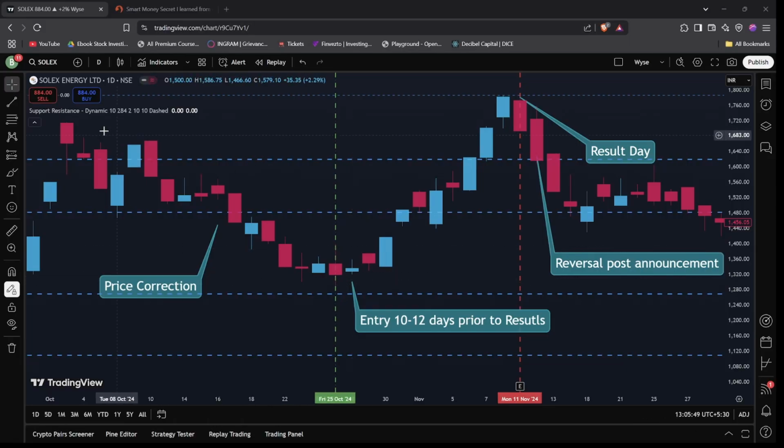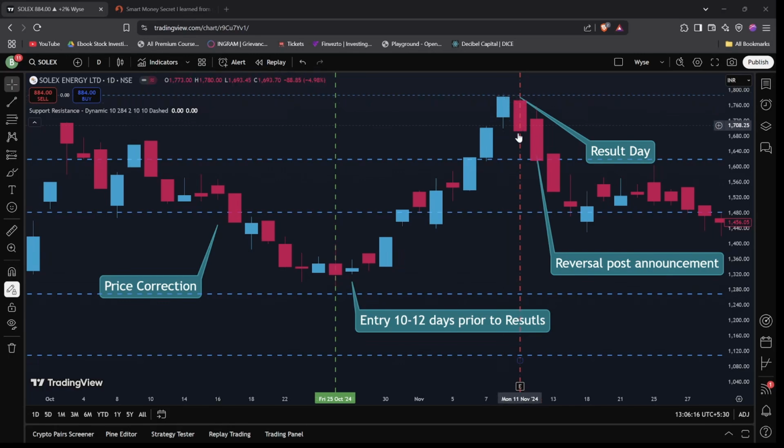The second criteria that you need to look at is, there needs to be a proper correction happening prior to this. In this case, the price correction has already happened close to about 30-35%, which is really good. So with both the conditions set, we make our entry during the 10 days prior to the earnings announcement. And then you see this rally happening. And we typically get out on the day prior to the announcement at this point in time.